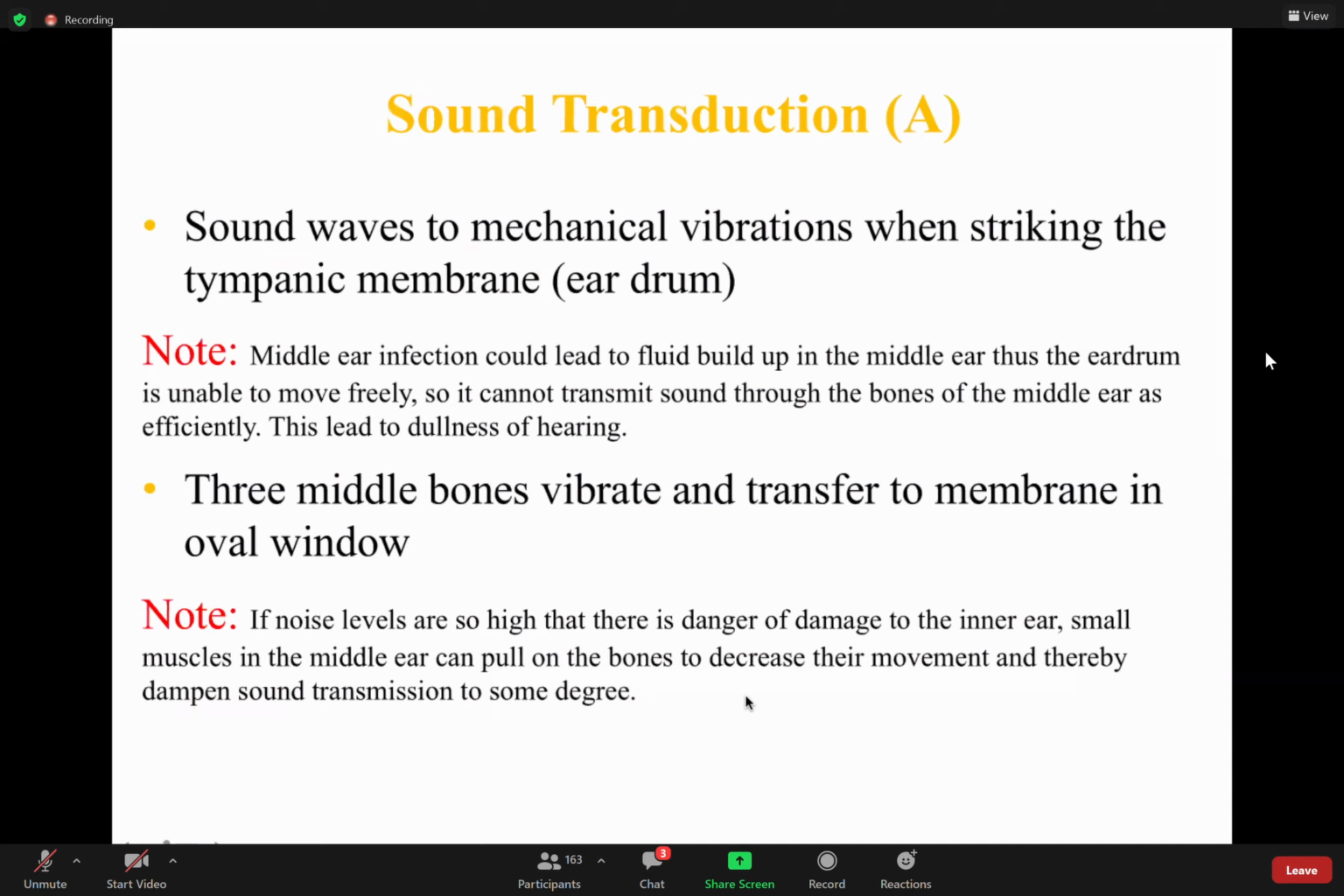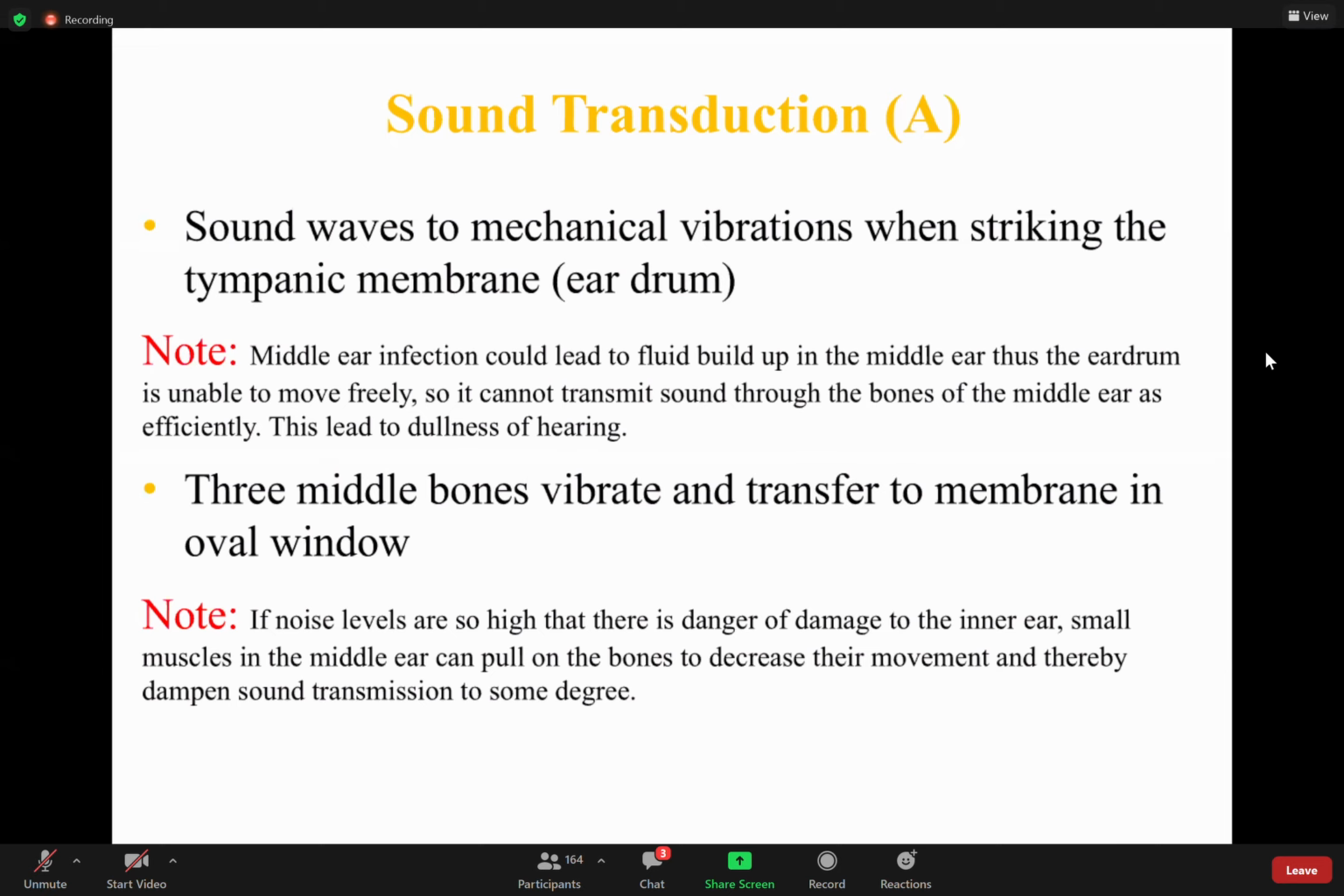Okay, so let's look at sound transduction in a little bit more detail. As we said, sound waves produce mechanical vibration in the tympanic membrane, or the eardrum. If we have a middle ear infection or a buildup of fluid in the middle ear due to a cold, then the vibration of the tympanic membrane cannot happen to the extent that we would like in order to perceive the pitch or the frequency.